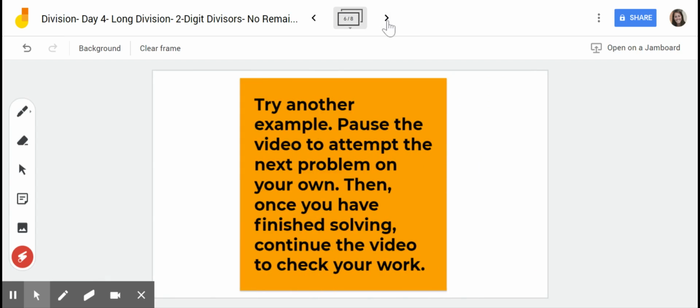All right, try another example. Pause the video again to attempt the next problem on your own. Then, once you have finished solving, continue the video to check your work.